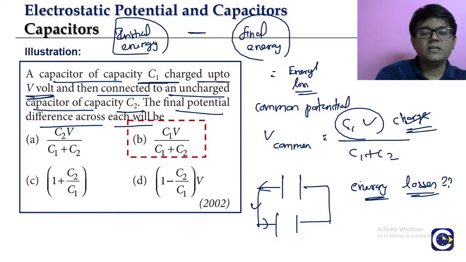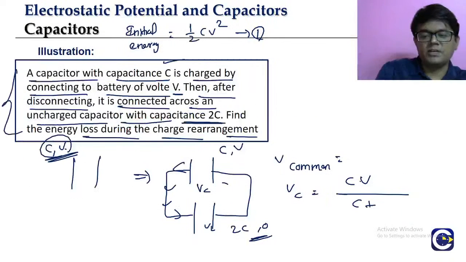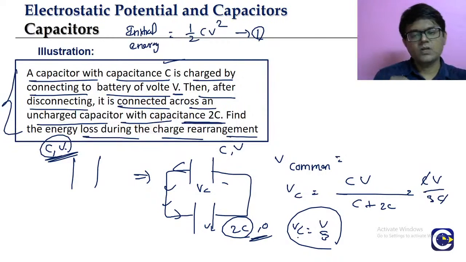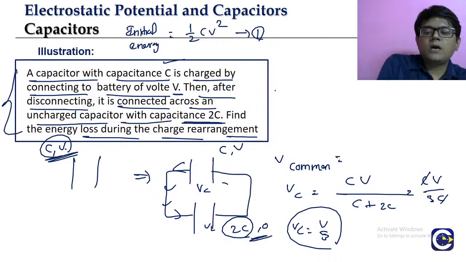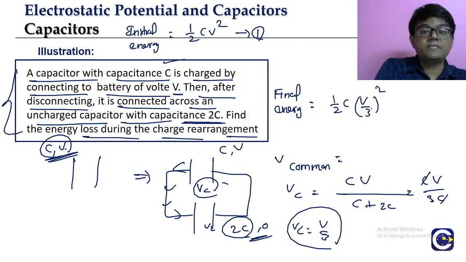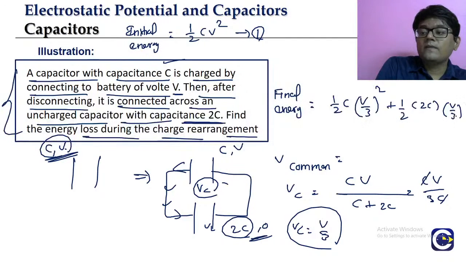So total charge divided by sum of the capacitances C1 plus C2. Look here. So C plus 2C, C into V by 3C, C will cancel. So common potential value is V by 3. Common potential value is V by 3. Now we will write the final energy. Final energy will be what? Half into C into, for the first capacitor, what is the potential here? V by 3, right? V by 3 the whole square, half CV square formula. Similarly the second capacitor, half into 2C into V by 3 the whole square.